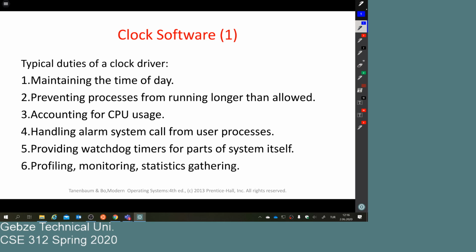I can switch from that process to another process. Also, to calculate the CPU usage time for the different processes, I am going to use the clock again.